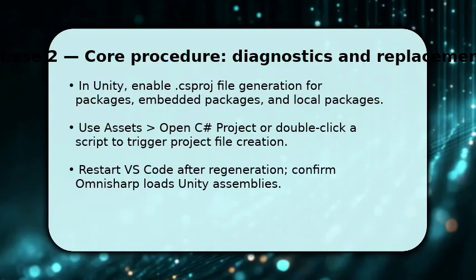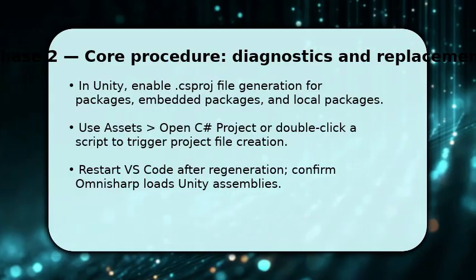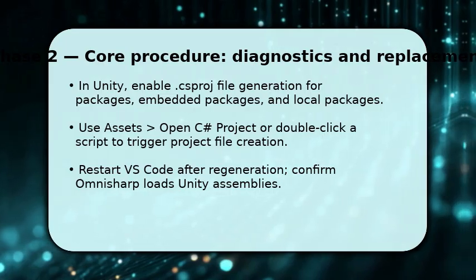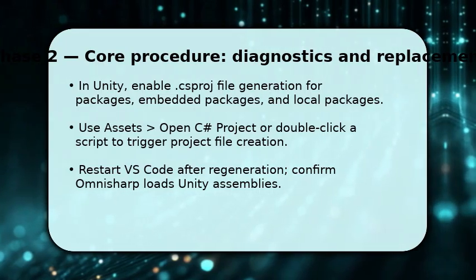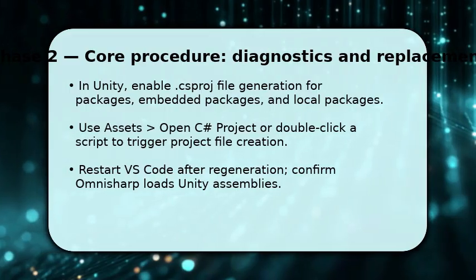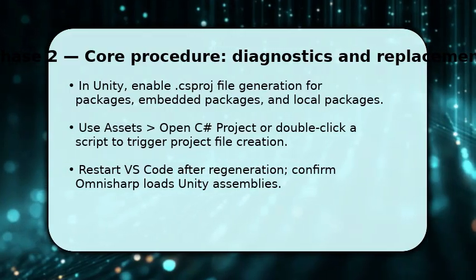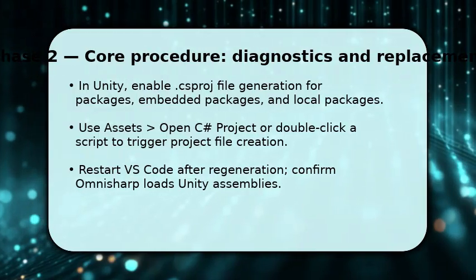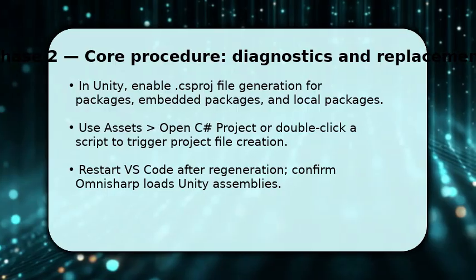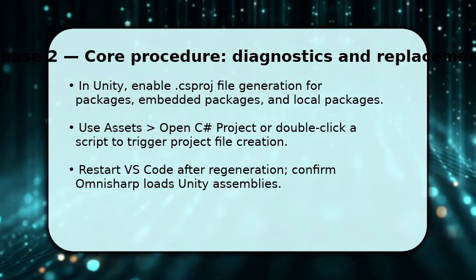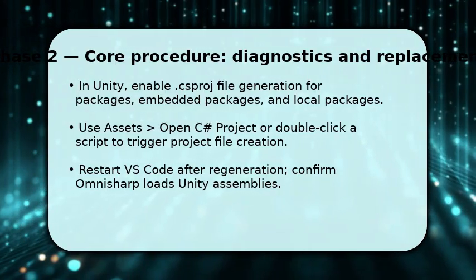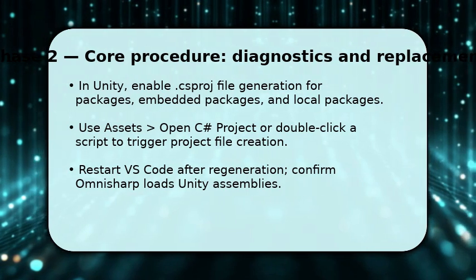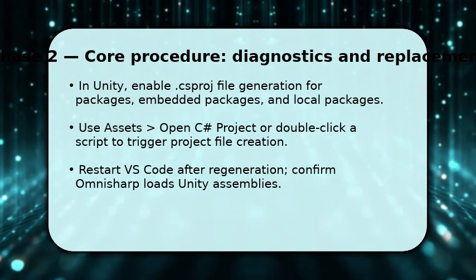Next, you force Unity to generate correct project files so VS Code reads Unity references. In Preferences, External Tools, enable generation for embedded, local, and packages .csproj files, then use Assets, Open C# Project, or simply double-click any script to trigger regeneration. Once done, open the project folder in VS Code and allow OmniSharp to initialize. This loads Unity assemblies for IntelliSense. If OmniSharp struggles, restart VS Code.